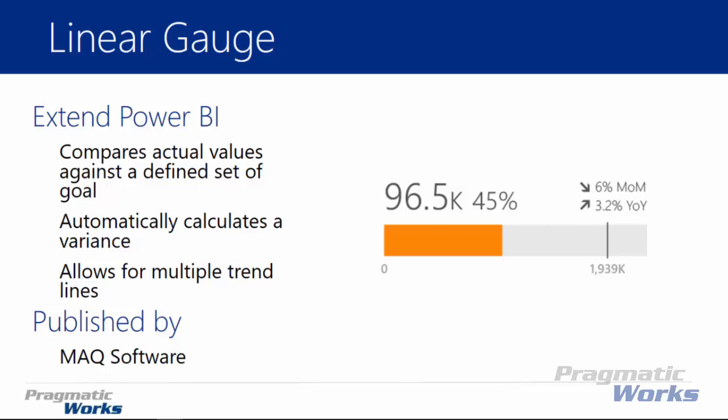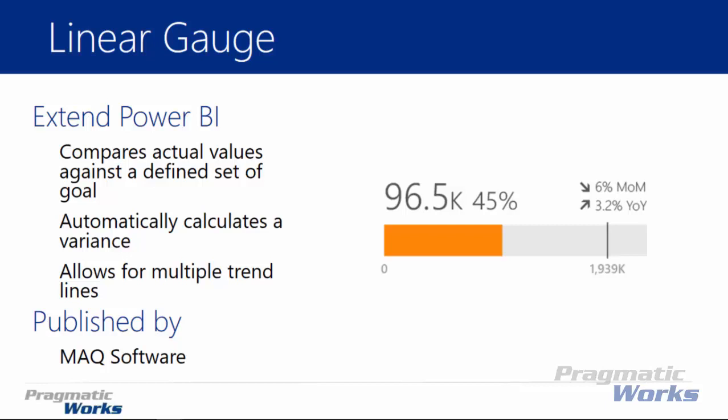Now, the linear gauge was developed by MAQ Software, and it's a nice gauge that allows you to compare actual to goal values in a horizontal looking gauge, kind of like a bar chart looking gauge. It also automatically calculates variances between your actual and your goal values. That's what you see here that shows the 45% on the gauge in my screenshot.